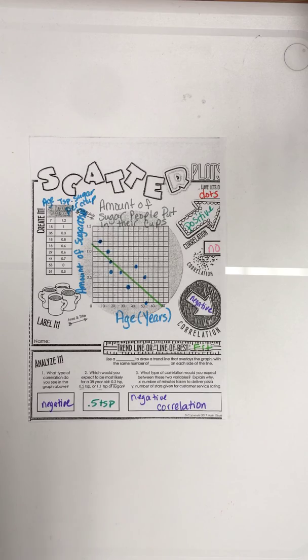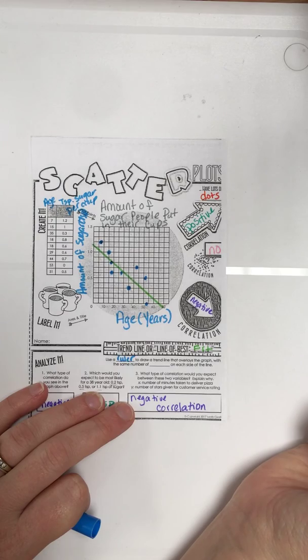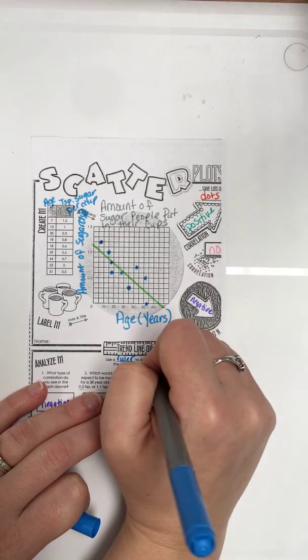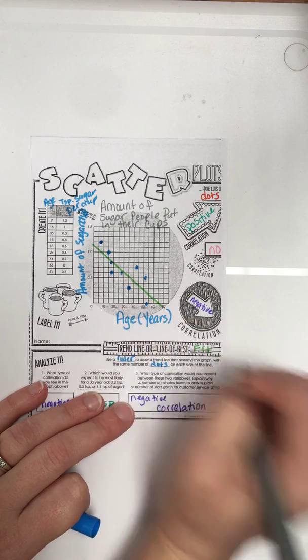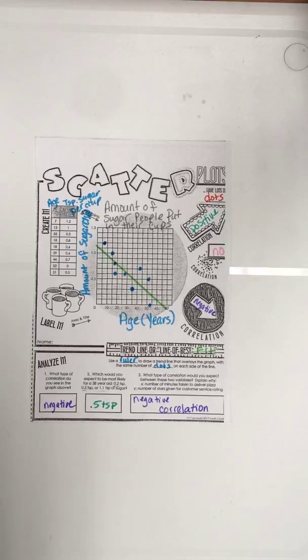So use a ruler to draw a trend line that overlays the graph with the same number of dots on each side of the line. Now that's not always possible, but we do our very best, okay? So that is your scatter plots. That is going to be the first of our scatter plots pages. This is going to go on the left-hand side.